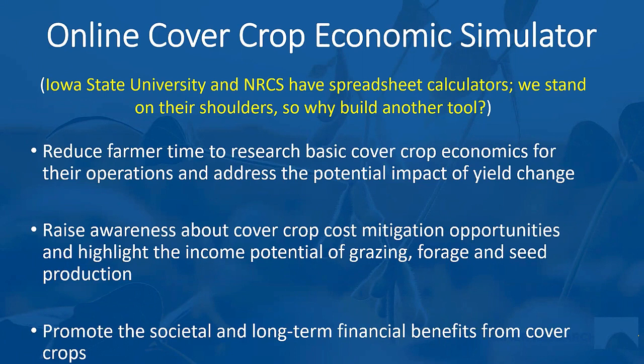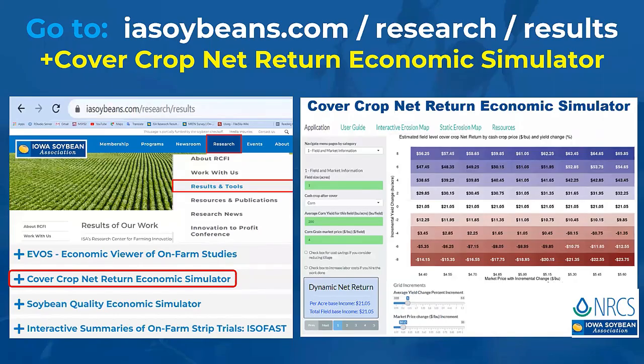And I'll tell you a little bit of the story of how we got to that point as we go through. So again, this unique simulator provides these unique differences and also complements the existing spreadsheets, which are used by Extension and NRCS. So how do you find this tool? First of all, you can go to the Google engine and type cover crop net return economic simulator or just cover crop economic simulator. It should pop up as the first one. You can also go to the Iowa Soybean Association website, iasoybean.com, go to research, results and tools, and there is a list of tools, and this tool is number 2.